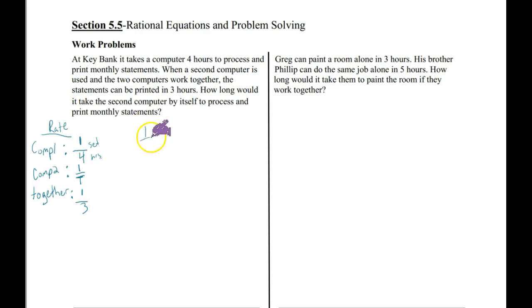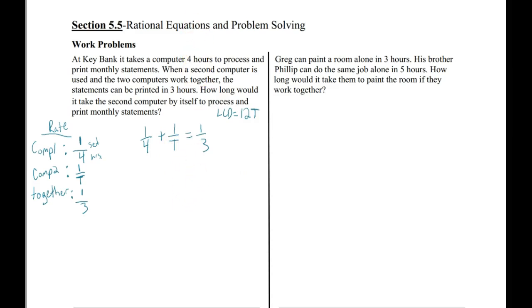The rate that computer 1 works plus the rate at which computer 2 works will be the rate at which they work together. And now we have a rational equation that we can solve. First, we have to identify the least common denominator. Looking at 4, t, and 3, the LCM of 4 and 3 would be 12. And then there's also the t that we have to include in our LCD, since that is a distinct factor in the denominator.